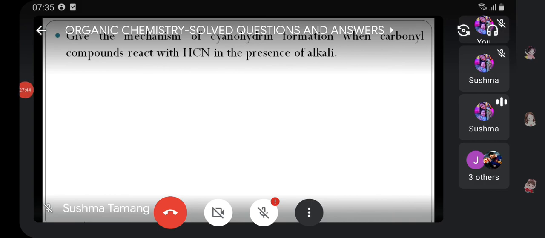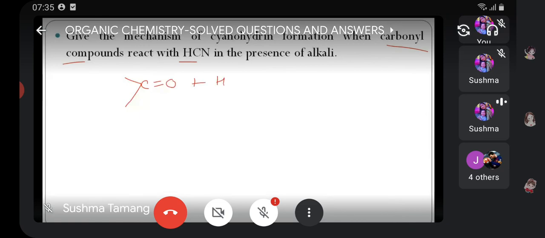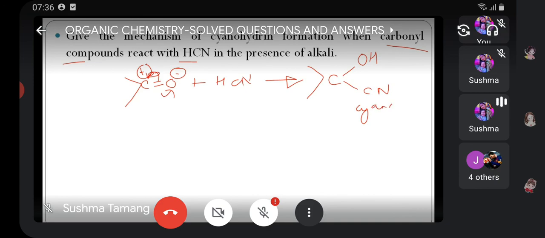Formation of cyanohydrin when a carbonyl compound reacts with HCN. त्यो हाम्रो cyanohydrin को तिमीले गरेको छ, C double bonded हो. Whenever it reacts with HCN, what happens is this carbon becomes positive, this one becomes negative. So positive मा negative center आउँछ, negative मा positive charge जान्छ. So what you are going to get here is OH, O मा H जान्छ and C मा CN जान्छ. So this is cyanohydrin.